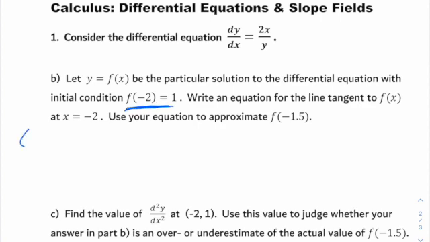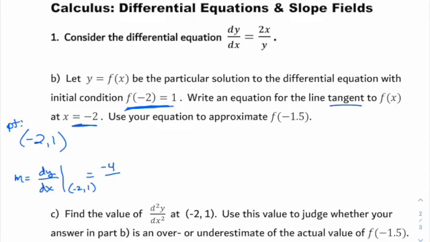So, this condition is really just telling you, hey, it passes through the point negative 2, 1. And we're going to write an equation for the line tangent to f at this point, at x equals negative 2. So remember, you need 2 things to write the equation of a tangent line. You need the point, and you need the slope. Well, I have the point. They've given that to me. That's the condition. And the slope, of course, comes from the derivative, or the differential equation, at this point. So I'm going to plug this point into my dy dx. And so negative 2 goes in for x, so that would be negative 4 on top over y, which is 1. So we have a slope of negative 4. So my tangent line is y minus 1 equals the slope of negative 4 times x plus 2. Okay, so there's my tangent line.